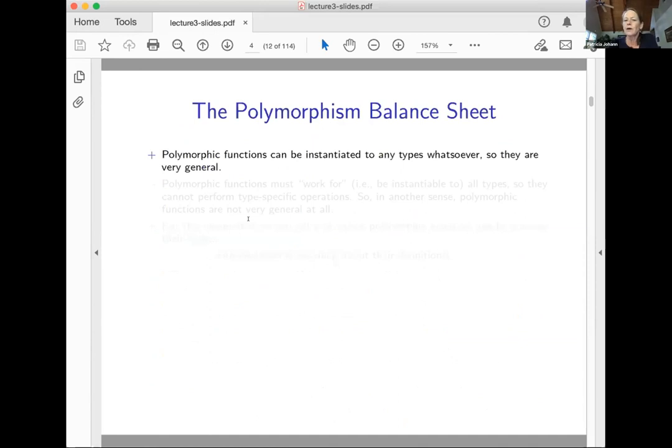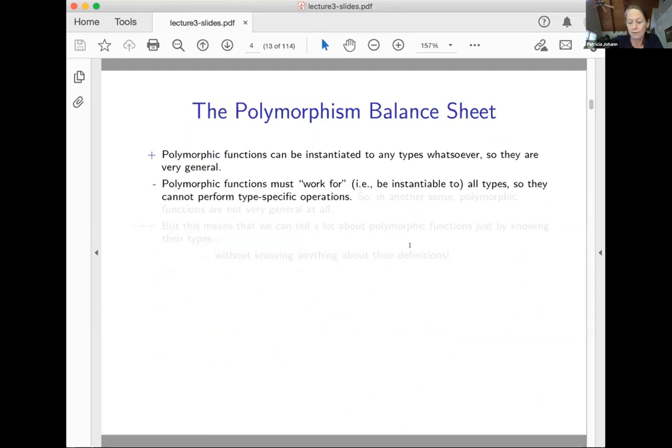Okay. So what we can say is that if your language has polymorphism, so I'm thinking in the functional programming sense, but maybe in other senses too, then you could say that polymorphic functions are actually really general because they can be applied to any types whatsoever. So that makes them seem really good. On the other hand, polymorphic functions have to work for all types. So they can't use or perform type-specific operations. Okay. And in that sense, polymorphic functions really aren't very general at all. So there's a kind of tension between them being general because they can be instantiated to any types, but on the other hand, they aren't very general because they can't use any type-specific operations.